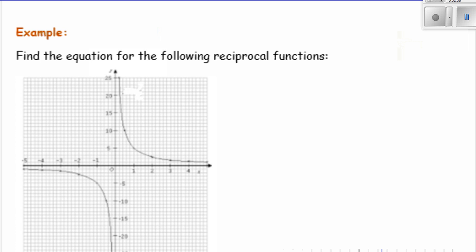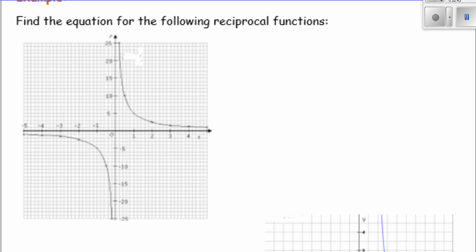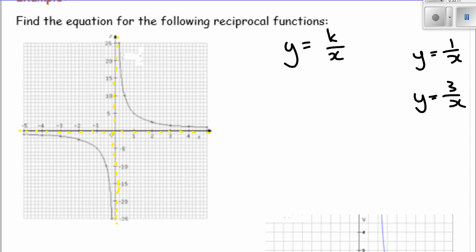Okay. Find the equation for the following reciprocal functions. First of all, what would be the asymptotes? 0. There's no shift, is there? So I don't know what k is. Oh, k is like the general idea. It's y equals k over x. So k could be a number. Like the function could be y equals 1 over x, it could be y equals 3 over x, it could be y equals 7 over x. Or k being a constant.